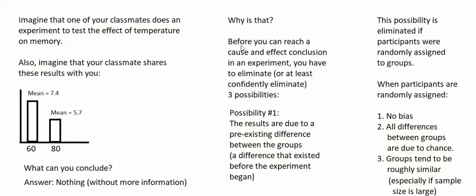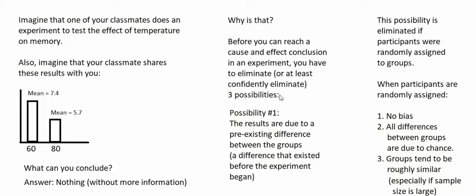So before you can reach a cause and effect conclusion confidently in an experiment, you have to eliminate, or at least confidently eliminate, three possibilities. And I'm going to go through each possibility one at a time, and each time I'm going to talk about what a researcher needs to do to eliminate, or at least confidently eliminate, that possibility.